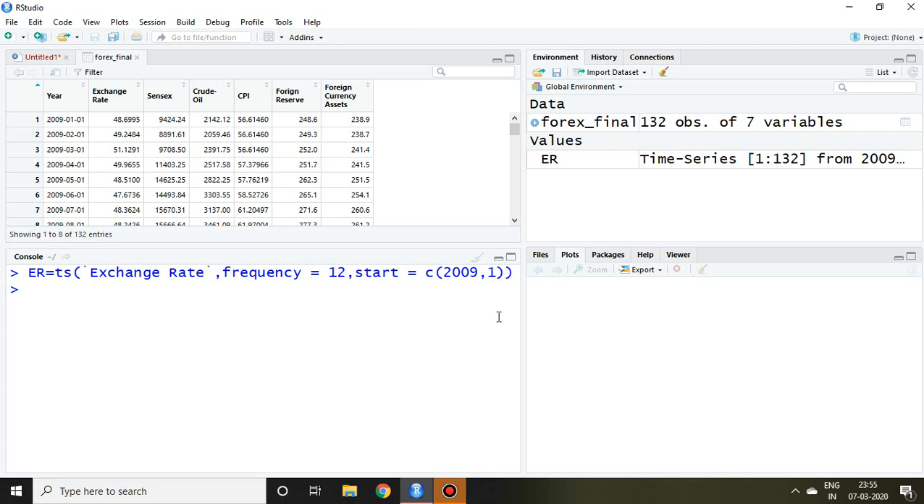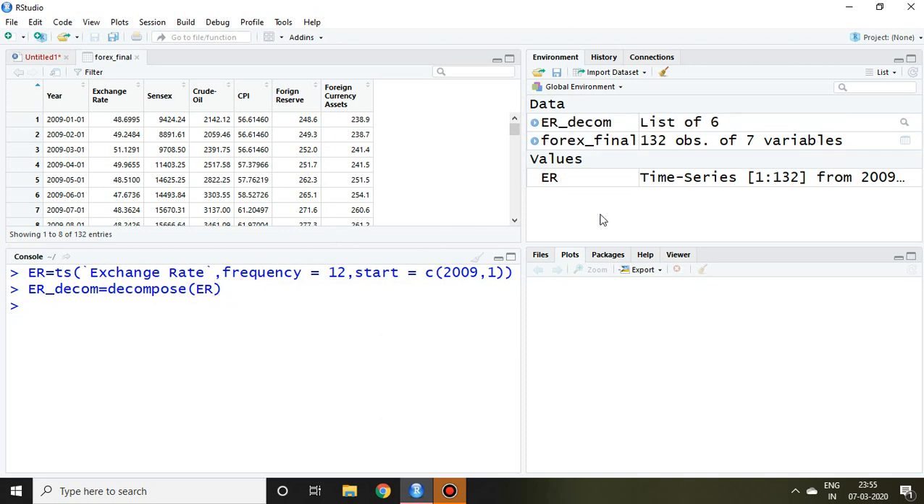The moment I press enter, I find here a series that is in form of exchange rate, which is denoted by ER. Then I write here ER underscore decom equal to decompose and then ER, because now my exchange rate is denoted by ER, and enter. Now decomposition has been saved in form of ER underscore decom. Then I write here plot ER underscore decom and then enter.